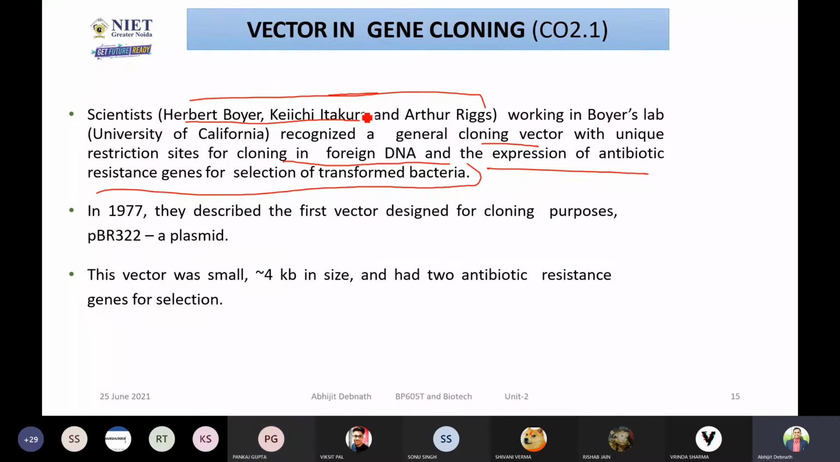Then in 1997, they described the first vector actually designed for cloning purposes. This is called pBR322. It was another plasmid. This is the first time. You have seen in my previous lecture, I told you the various facets of genetic engineering. At that time, I told you the first genetically engineered animal was the mice, around 1970. So you can correlate that, and the vector was small, almost 4 kb.